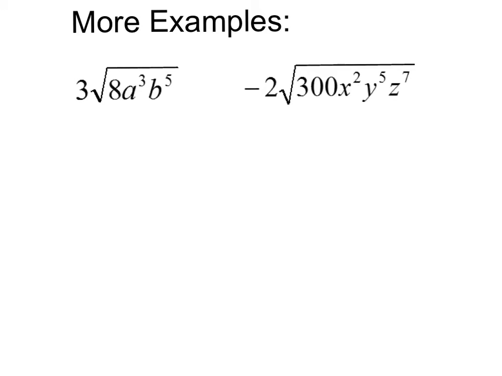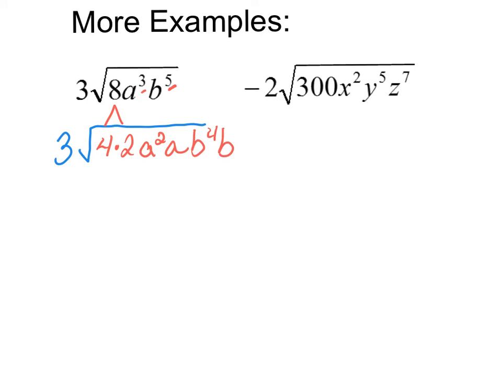Couple more examples. First thing I notice here, I'm going to rewrite the 3 out front because I don't have to do anything with that. The second thing, my 8, factors of 8. Hopefully you pick 4 times 2. Then I'm going to look at the a. That's a 3. So I'm going to go down 1, a squared, times a. The b has a 5. That's odd. Go down 1, and then a b.